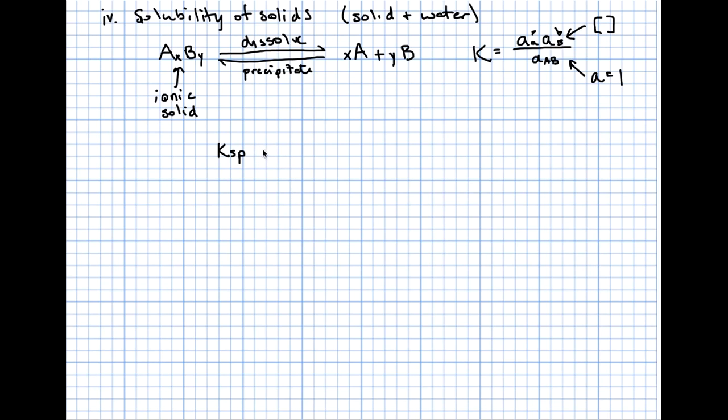And again, it is only a constant at a particular temperature. And so it is equal to the concentration of A raised to the X power times the concentration of B raised to the Y power. And I just realized that I wrote that wrong up here. So this should have been the activity of A raised to the X power, yikes, the activity of A, activity of B. So this is called the solubility product.